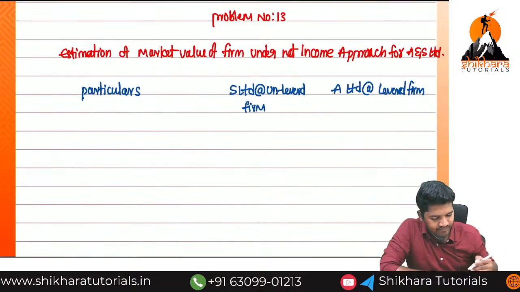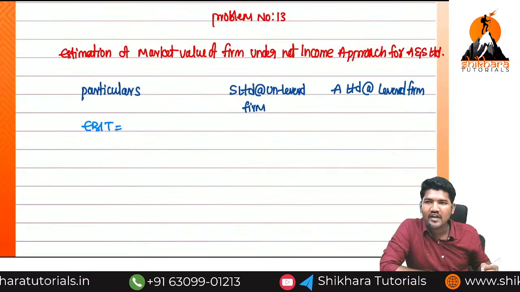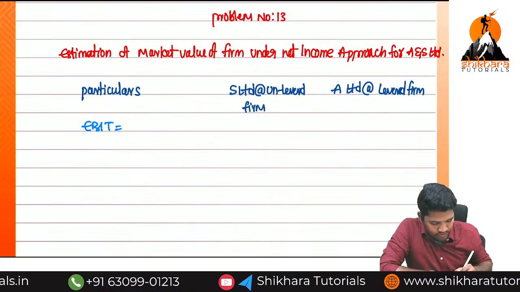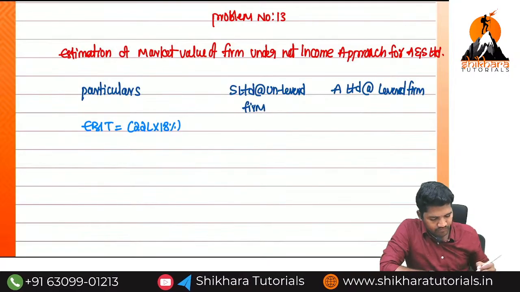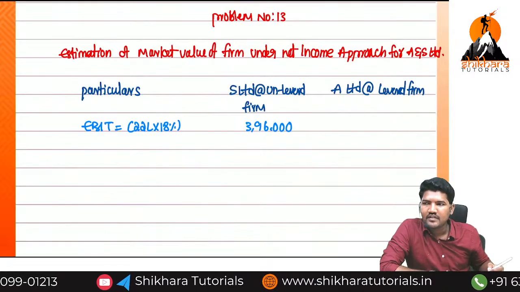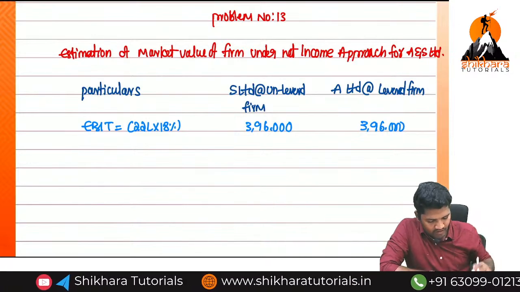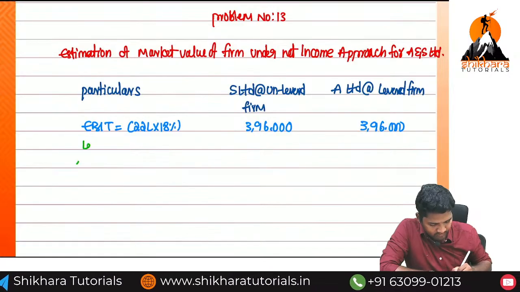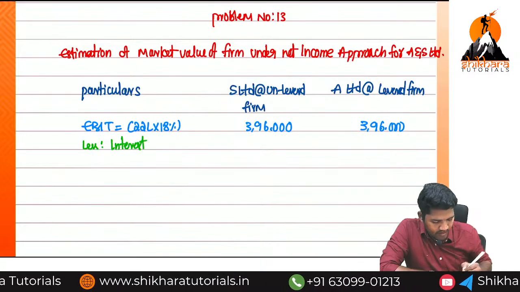EBIT. The amount is not directly given. We have to calculate 22 lakhs into 18%. How much? 3,96,000 for S limited. What about A limited? Same, 3,96,000. Less interest.